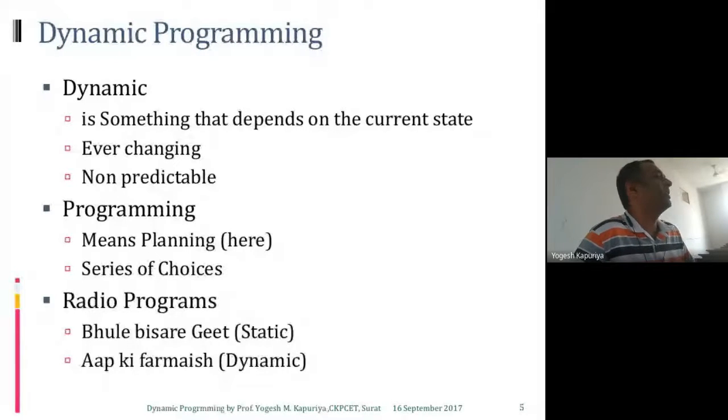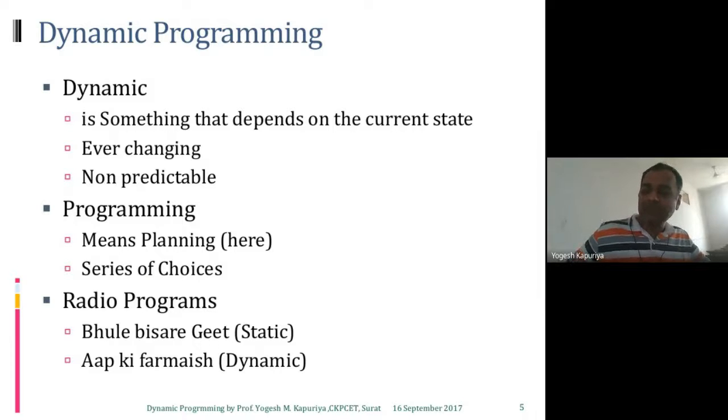So basically, it is a technique which is based on dynamism. Dynamic means it is a runtime kind of technique, where depending on the problem instance, depending on the current state of the system, the outcome may change. So that is what it means.